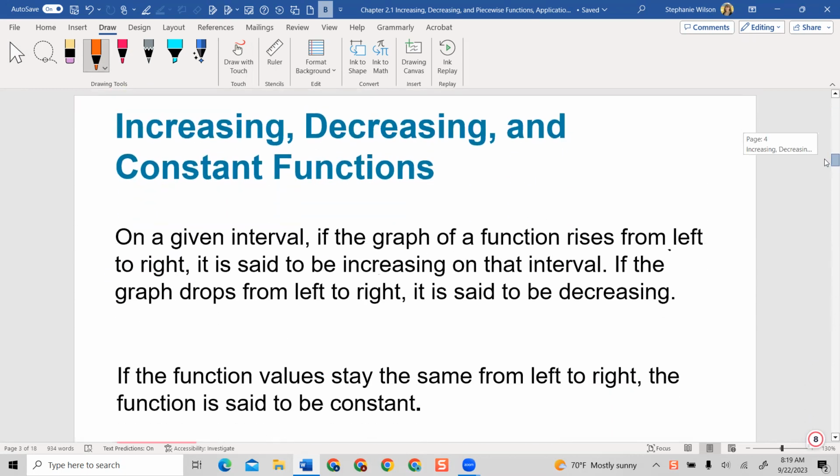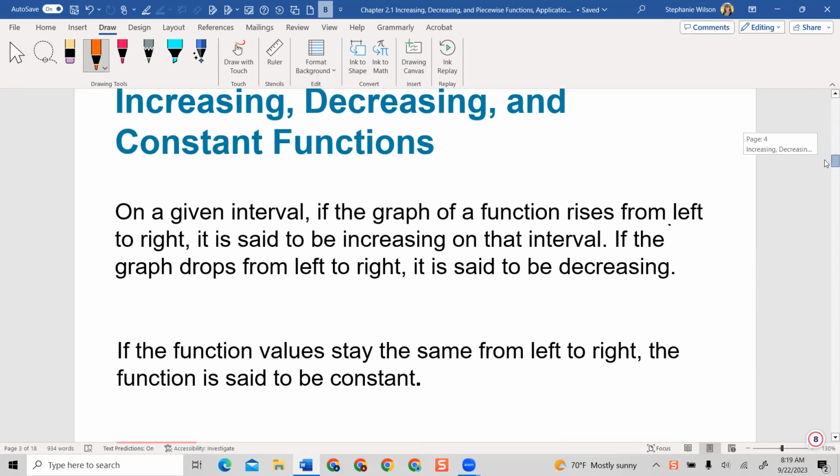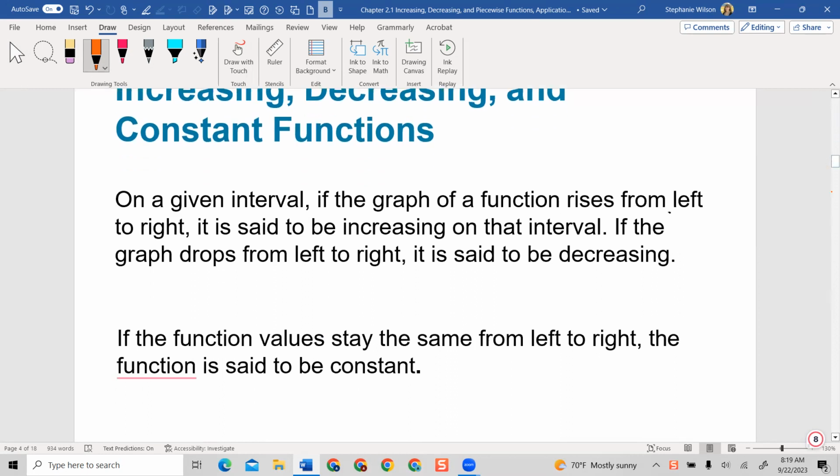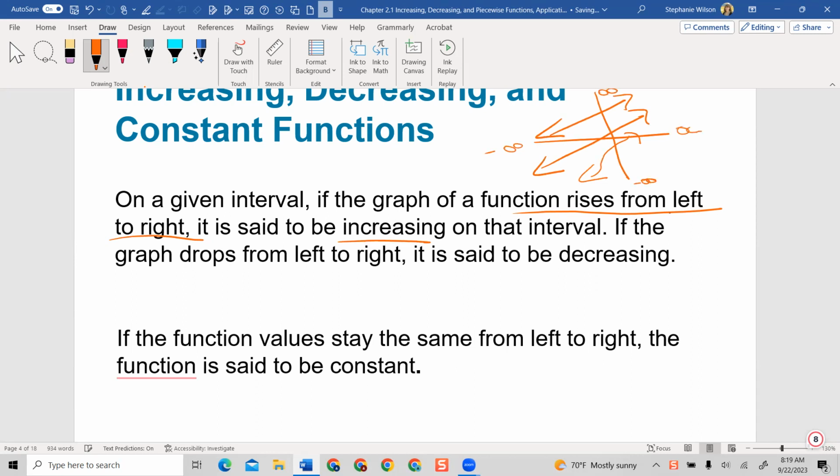Increasing, decreasing, and constant functions. Whenever we have a function that rises left to right, however it looks, we have an increasing function, which makes sense because we have negative infinity here, negative infinity here, so we're rising up to some positive infinity, right?